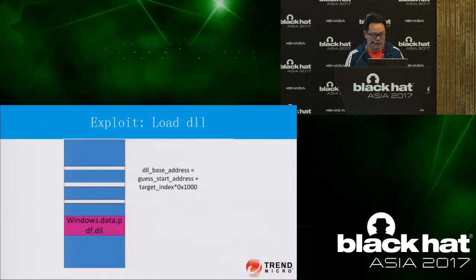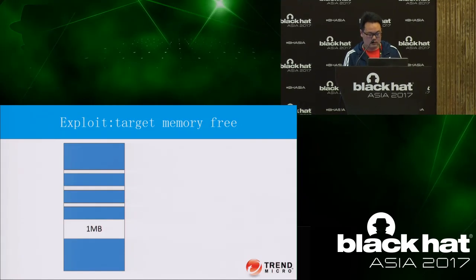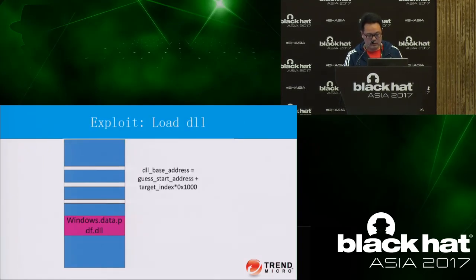Okay, then we load our target module. Because only this virtual address space can support the allocation, we will allocate the memory at this place. Then we can use this reference to calculate the DLL base address. The DLL base is the start address at the target index plus 1000.